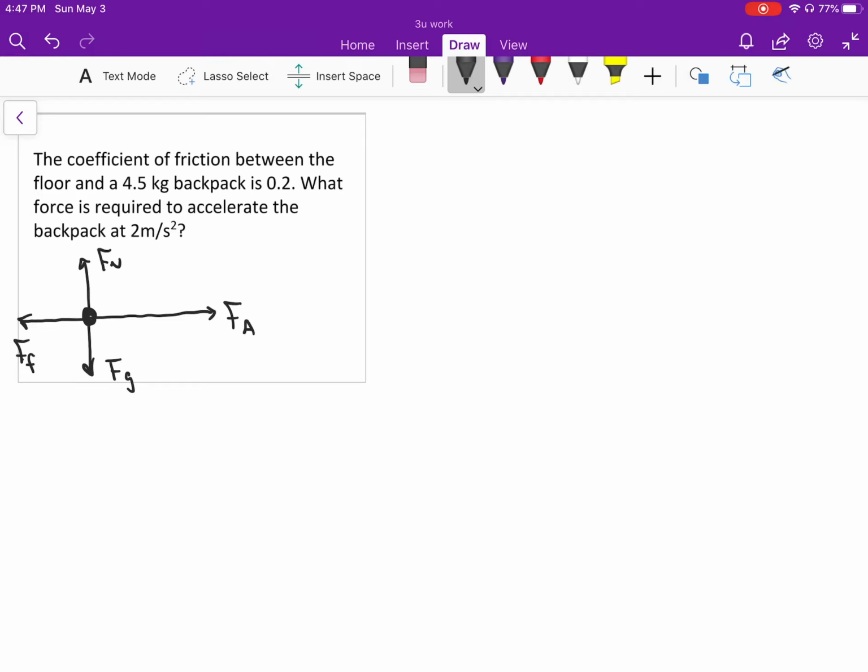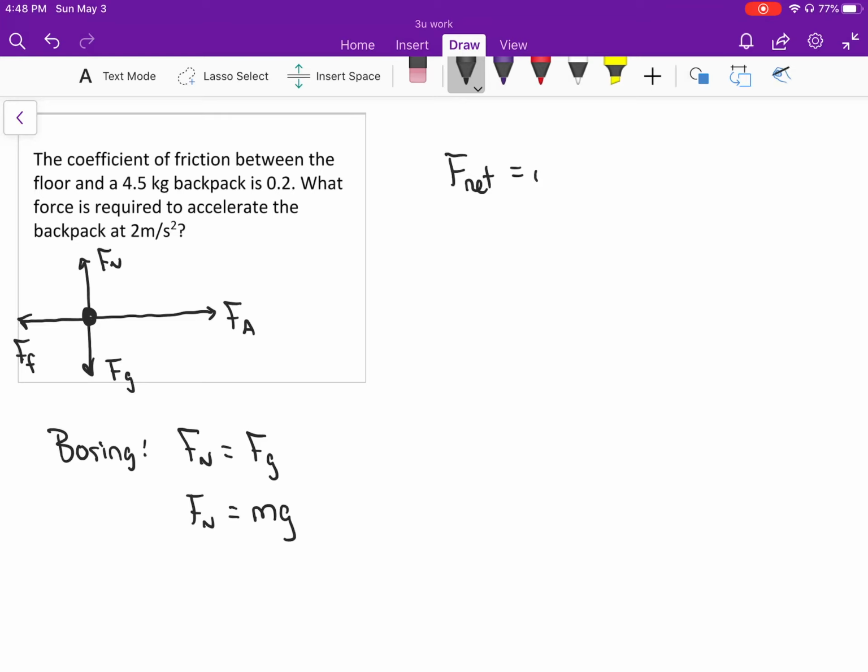Doesn't say anything about it flying in the air, being in an elevator, so that goes back to the boring case. That means that the normal is the same as gravity. You know that gravity is mg, so that means that the normal is mg. We're going to see that over and over again in grade 11. In the horizontal, though, we've got a tug of war.